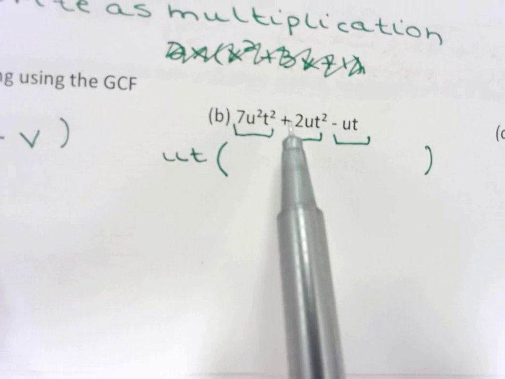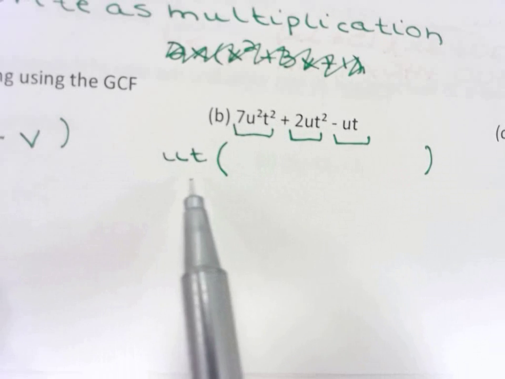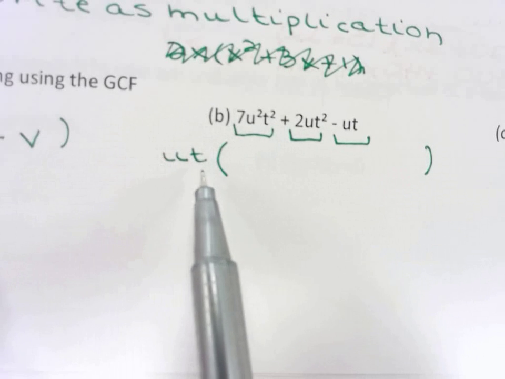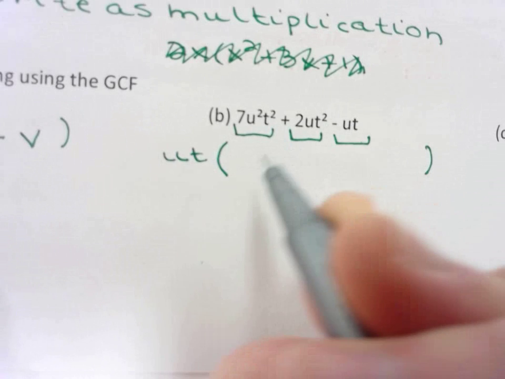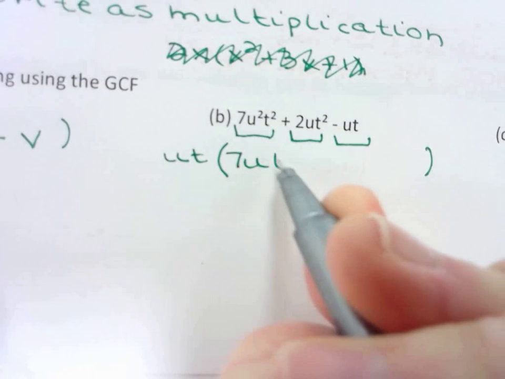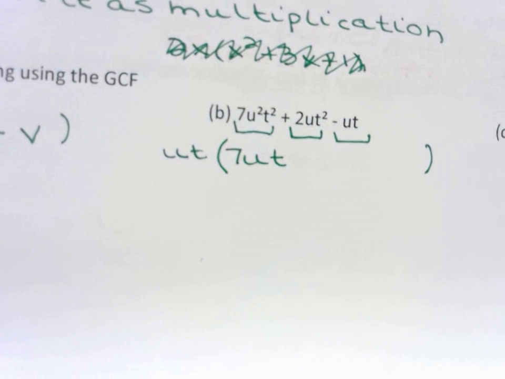7u squared t squared. If I take out a ut, what is left? Something else. 7ut. So you can either think about, okay, if I started with 7u squared t squared, I didn't take out any numbers, so I still have a 7. I took out one of the u's, so that becomes a u left. And I took out a t, one of the t's, and it's t squared, so I have a t left.